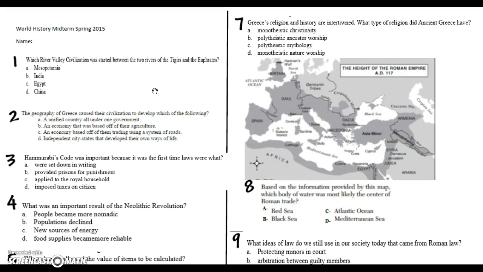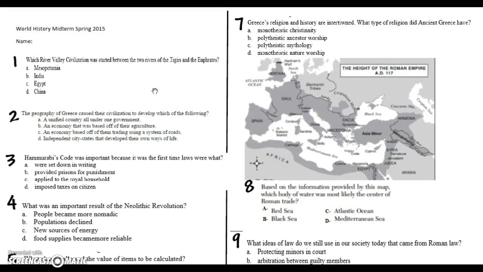Number 1. Which river valley civilization was started between the two rivers of the Tigris and the Euphrates? A. Mesopotamia, B. India, C. Egypt, D. China.